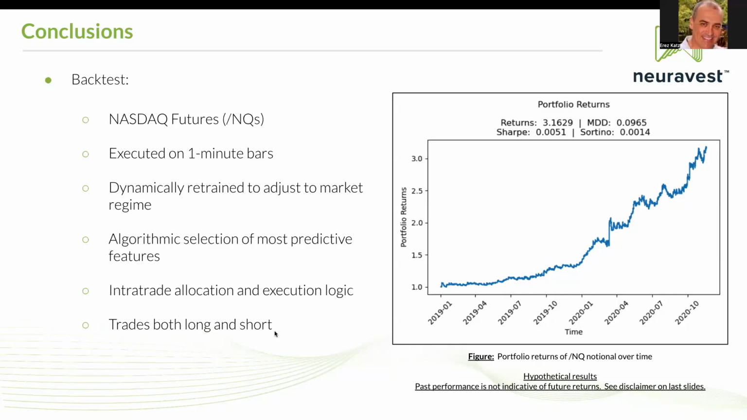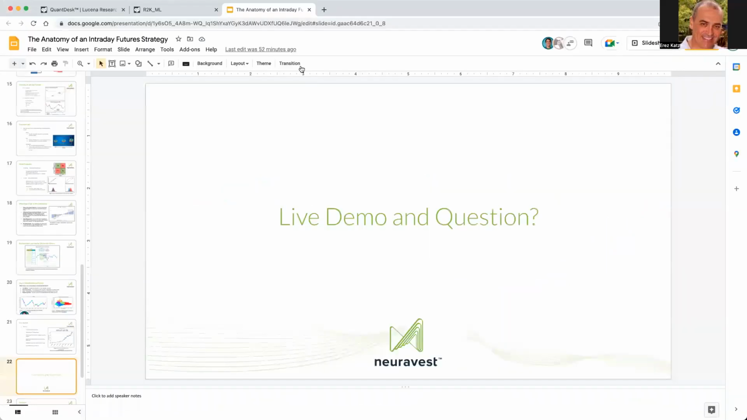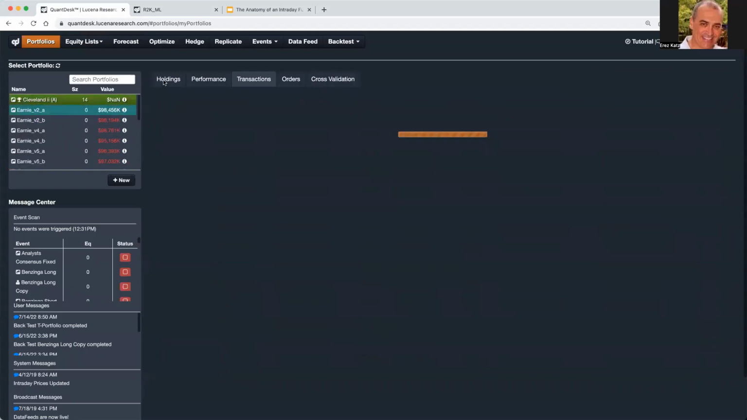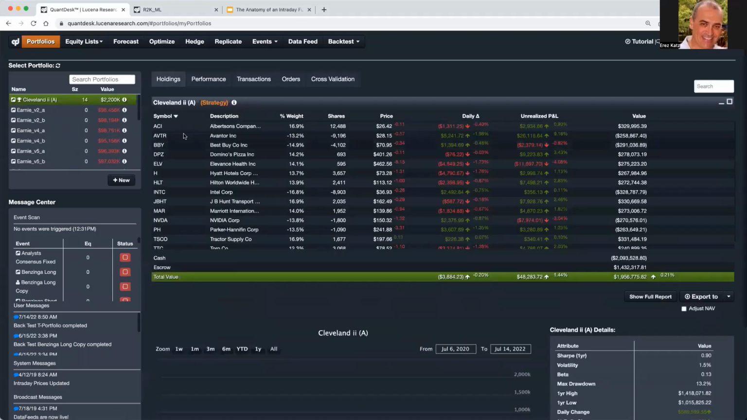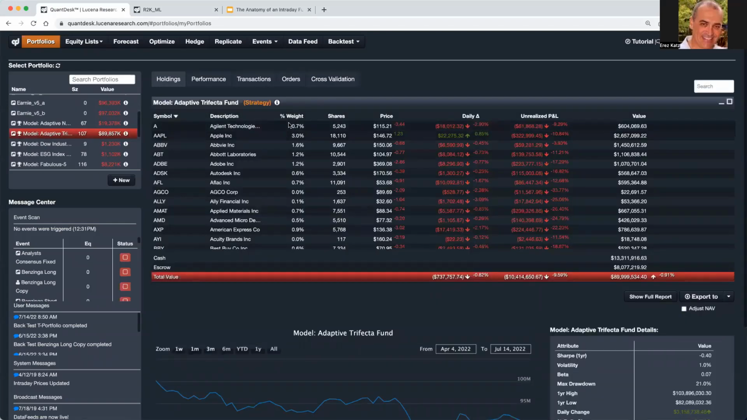As you get to the demo, you'll see how we go into spurts of lots of trades in a very short amount of time, and then it goes into a sleeping mode after that. Okay, let me see if we can get this going here. What you see here is our platform. This is the Neuravest platform. Just to give you an idea, there's a bunch of model portfolios that we have here. Each one has its own set of rules and configurations that are working in real time.